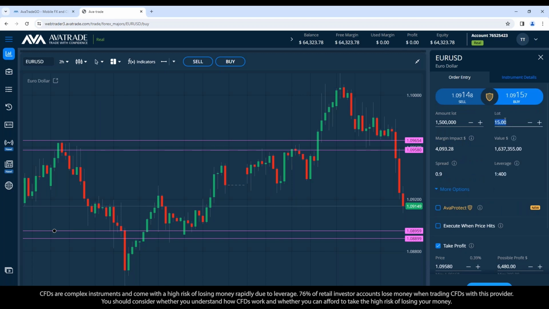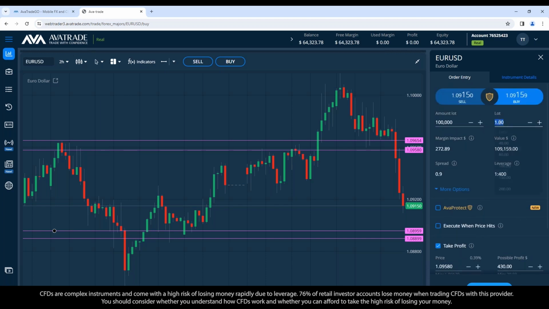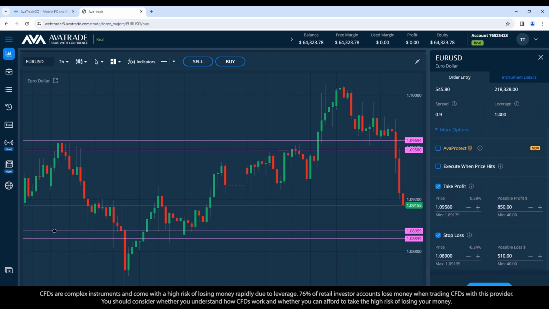So let's lower this to one lot. And I see then I'm risking 250. Okay, so if I wanted to risk 500, then I go two lots. If I wanted to risk less, I put a smaller trade size. So you adjust the trade size now to the exposure amount you're comfortable with and the potential profit amount that you want to go after. And then you're ready to go.